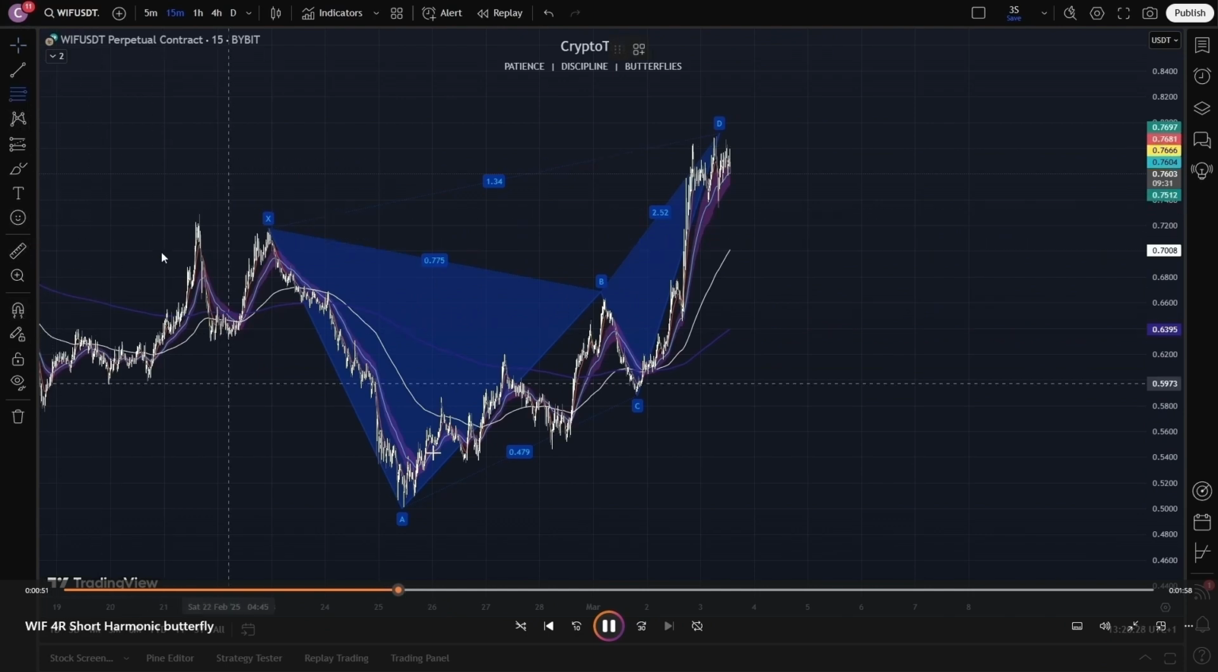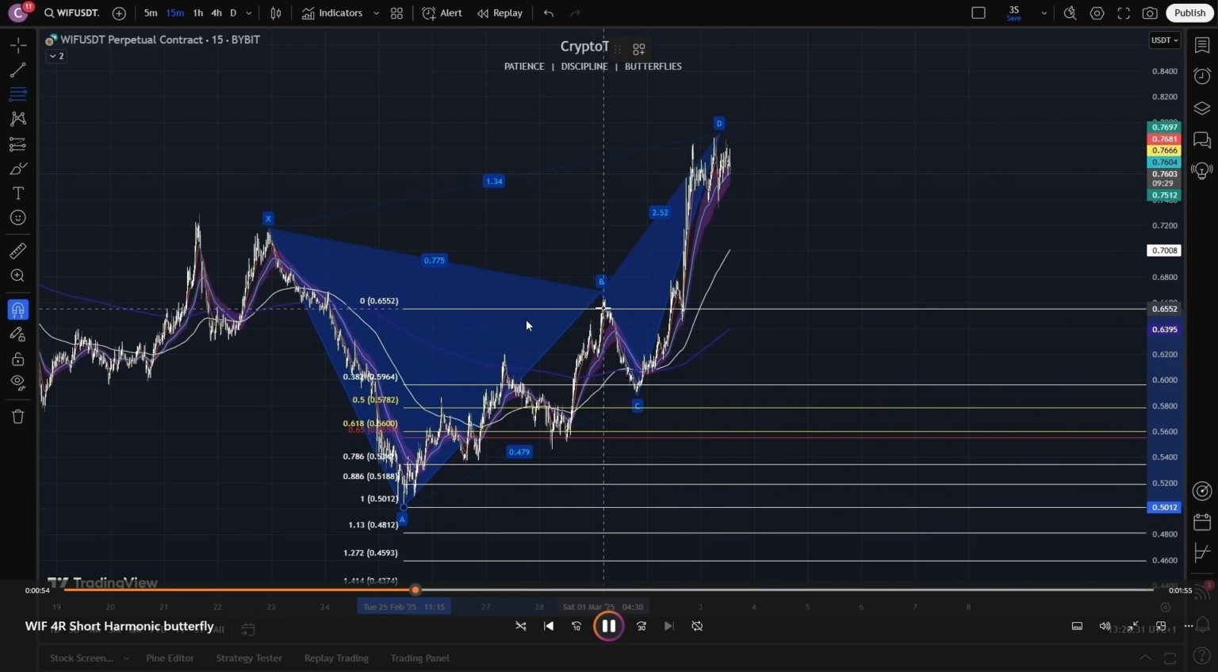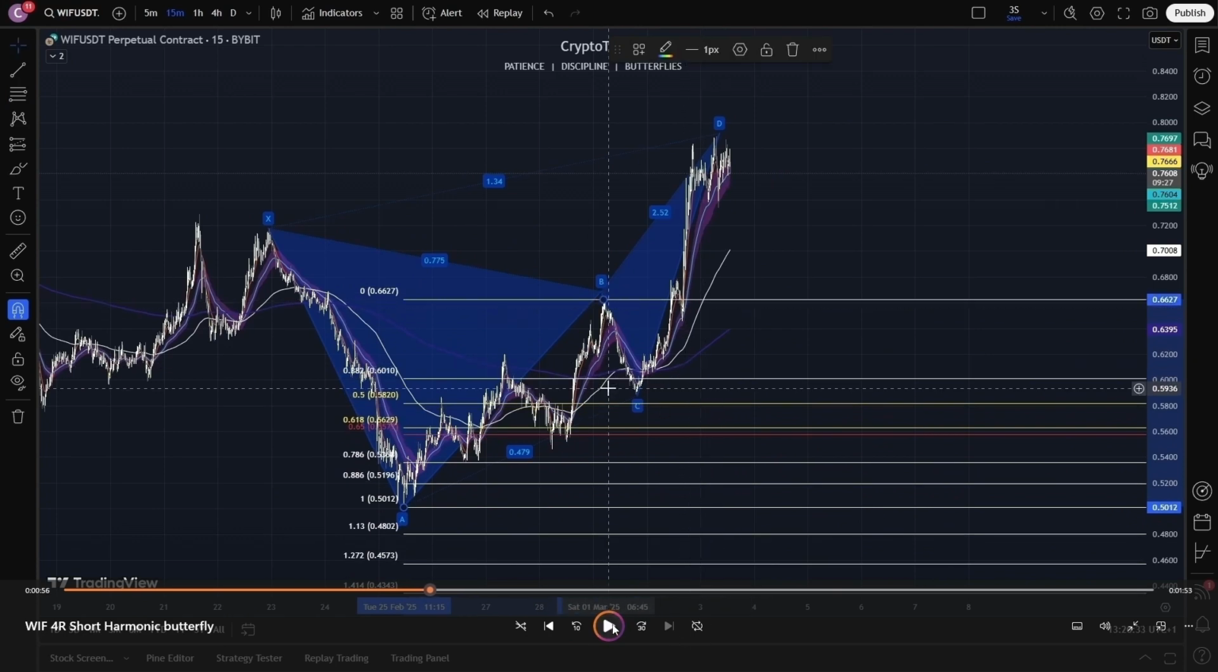We then take our Fib again, but from our A point to our B point, we need to check our C point right now. The C point for a harmonic butterfly needs to be in between the 0.382 and the 0.886. So as you can see right here, this is valid. We're below the 0.382. Like I said, for a butterfly, the defining factor is the B point right here. So our C point is valid as well.